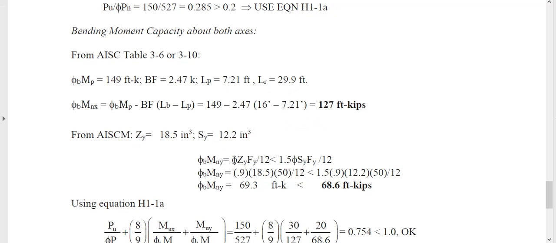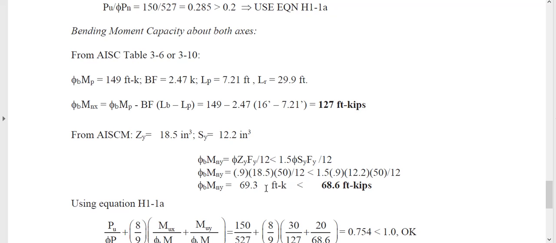The equation is given: Zy Fy or 1.5 Sy Fy, this equation. Now this 1.5 became 1.6 in the new edition. So whatever edition you use, that is okay in class. Now why did they use 12 to divide? Because Fy is in ksi, so they divide by 12 to be consistent.